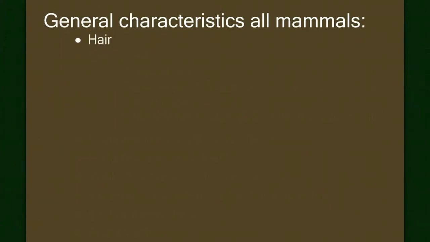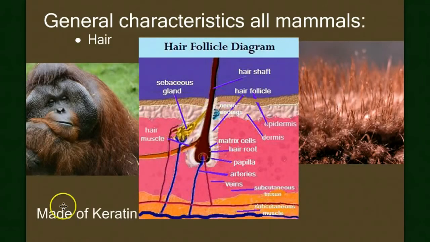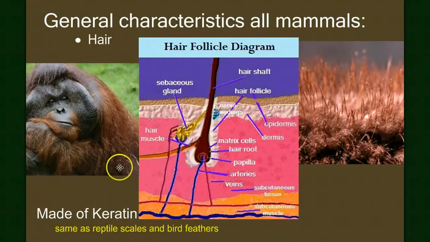All mammals have hair. When we look at hair, it's a derivative of the skin. It's formed by the skin. It's made of keratin, which incidentally is the same protein that makes the scales of reptiles and the birds' feathers, which suggests that hair evolved from scales as did feathers.